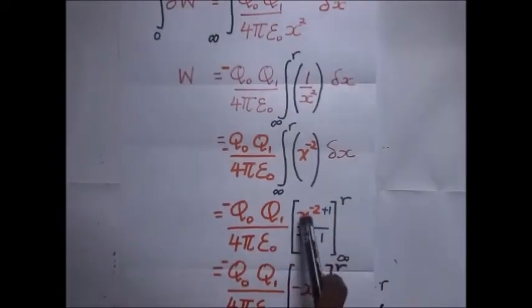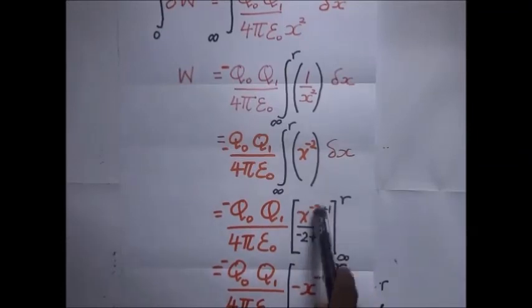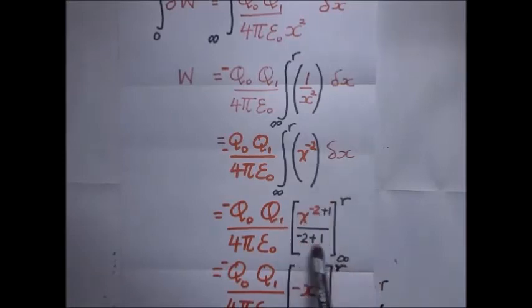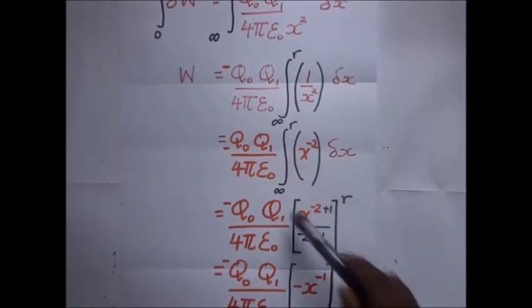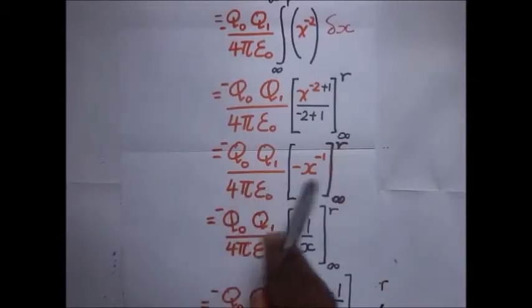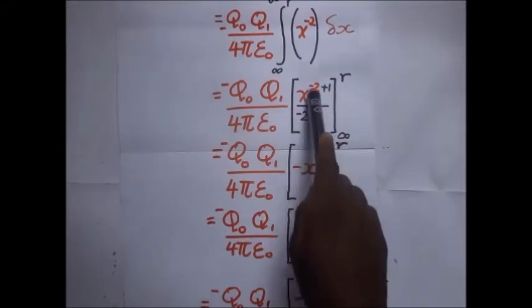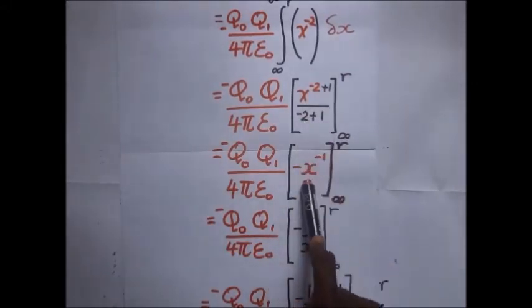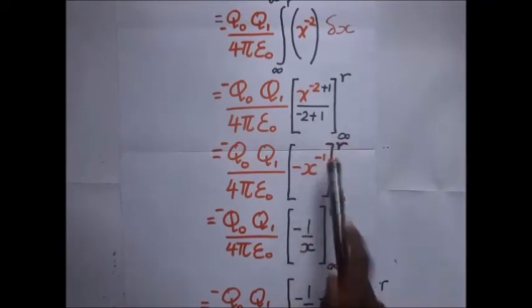From our rules of integration, we add 1 to the power and divide through by the new power, which is negative 2 plus 1. This is running from infinity to that point R. Negative 2 plus 1 is negative 1, and then negative 2 plus 1 down here is negative 1. So we shall end up with negative x to the power negative 1.